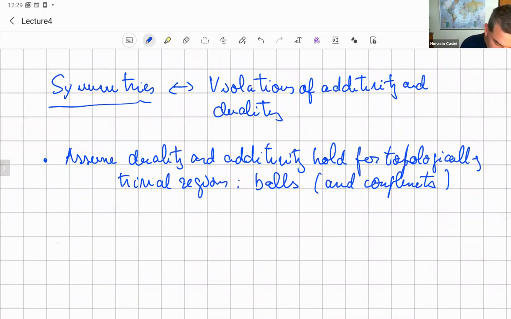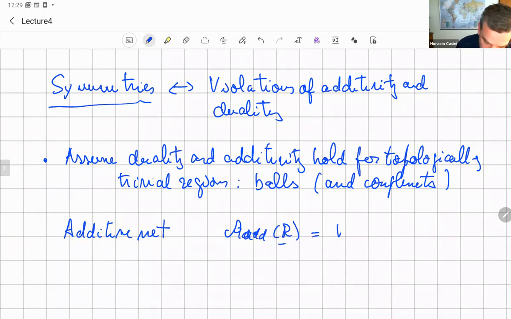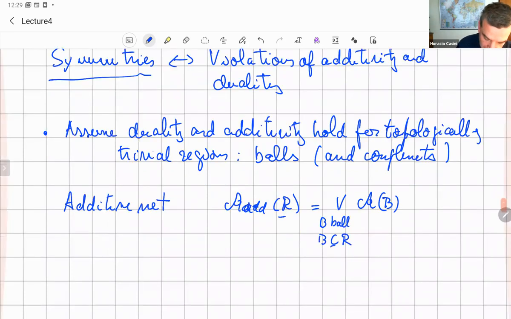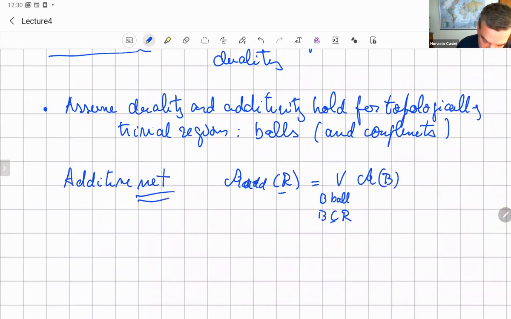So in this situation, you can define an additive net, where the algebra of a region R that is topologically non-trivial, for example, is just the union of the algebras of all balls included in the region. Automatically, this defines a net. There is no problem doing that with causality. And it's somehow the minimal net, because the algebra of balls included in R is automatically included in any algebra of the region R that you can define.